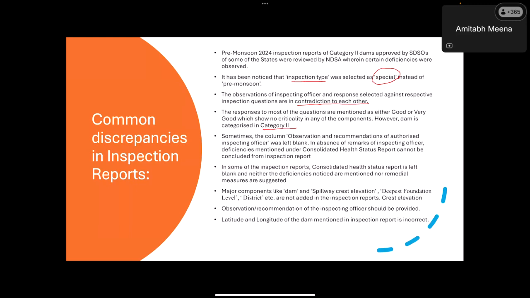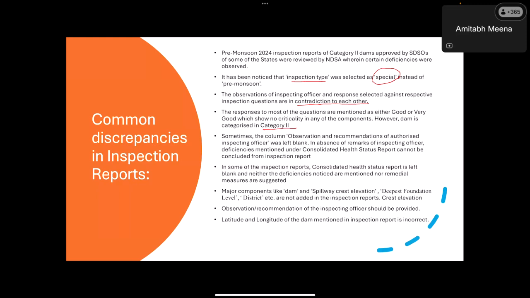In some of the inspection reports, the consolidated health status report is left blank, and neither are deficiency notices mentioned nor remedial measures suggested. So it is always advisable that in the consolidated remarks you mention all crucial observations and also suggest some remedial measures. For major components like dam and spillway crest elevation, some of these are missing. They should necessarily be filled, otherwise the inspection report will be incomplete.